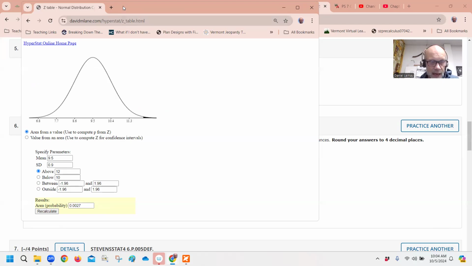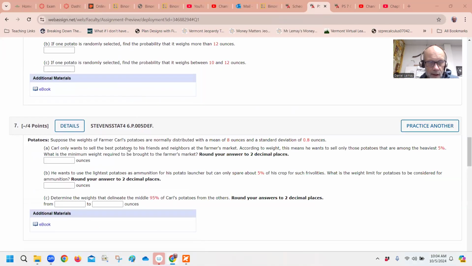Let's come back and look at the next one. So now they told us the mean, they told us the standard deviation, but they didn't tell us a measure. They told us a probability, the heaviest 5%. So they want the top 5% they want to sell. They want to use the lightest potatoes in a potato cannon. So that's the bottom 5%. And then C, the weights that have the middle 95%.